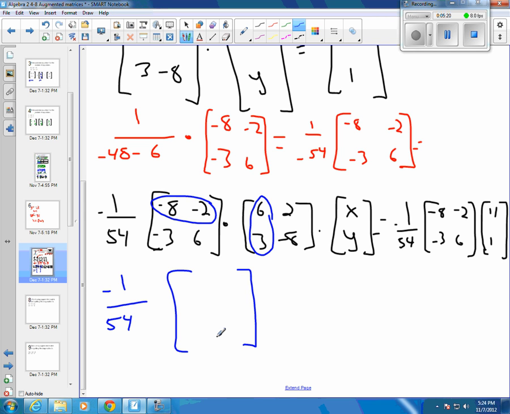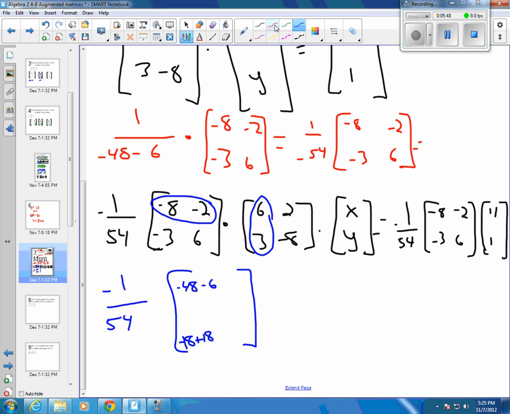And actually, I really don't even need to do this because I know they're inverses, so I know this comes out to be the identity matrix. But I'll do it anyway. So 6 times 8 is negative 48. And 3 times negative 2 is a negative 6. And then 6 times 3 is going to be a negative 18. And 3 times 6 is a positive 18.